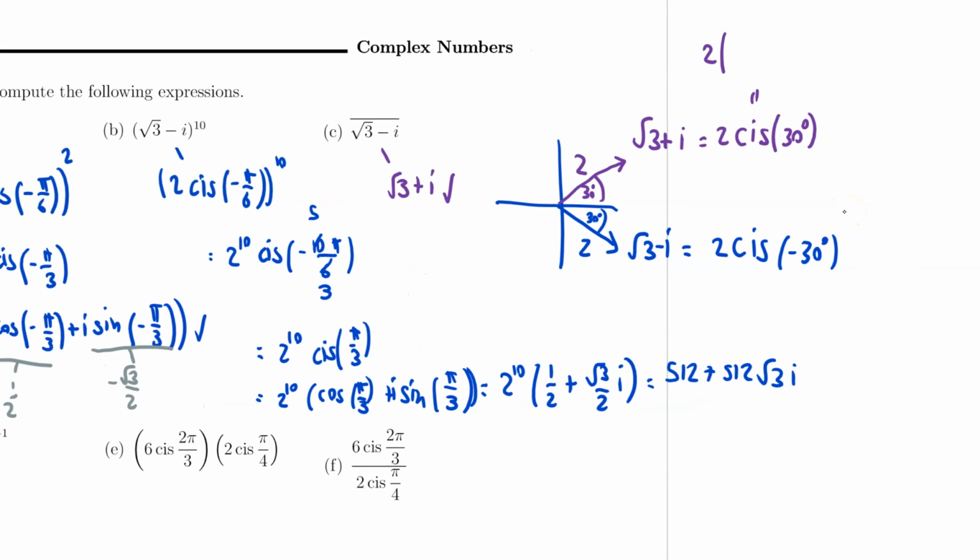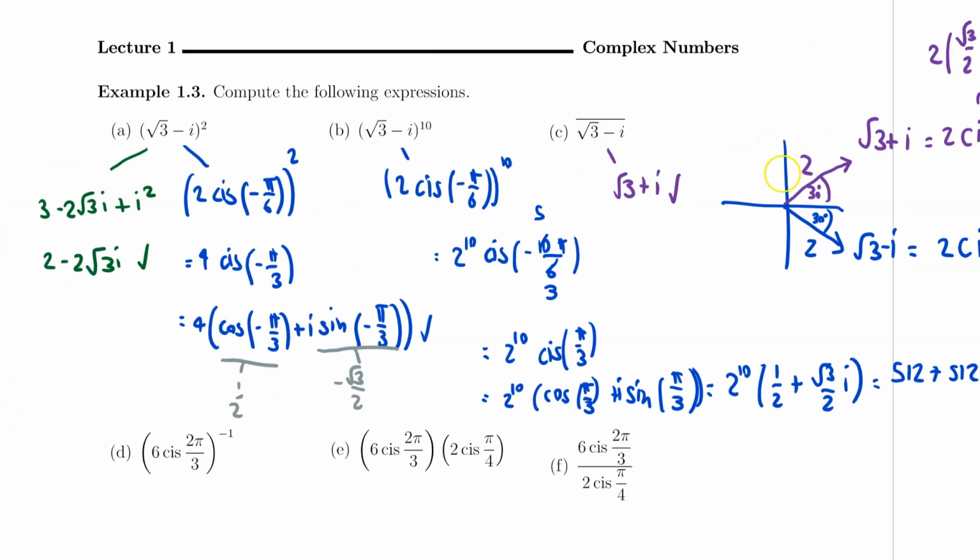If I were to check that, 2 cis of 30 degrees, let me do this real quick. It's going to be 2 times cosine of 30 degrees, which is square root of 3 over 2, plus i times sine of 30 degrees, which is 1/2. And if I distribute the 2 in, I'm going to get square root of 3 plus i, and that's the same thing here. So when we find the conjugate of a complex number in polar form, that's just the same as changing the sign of the angle.